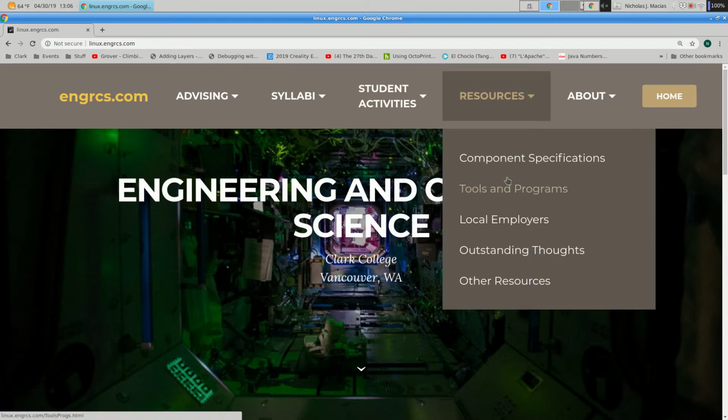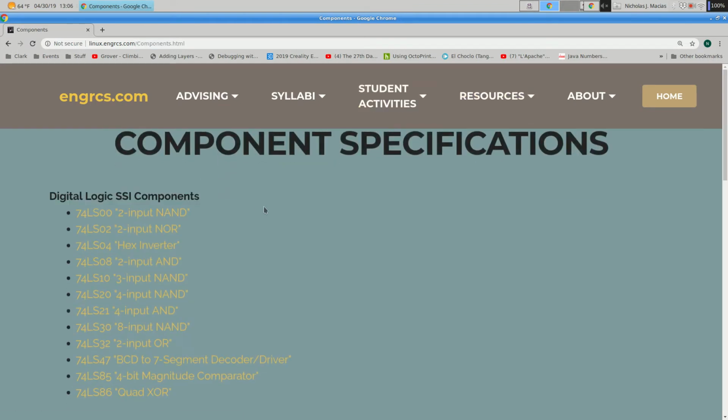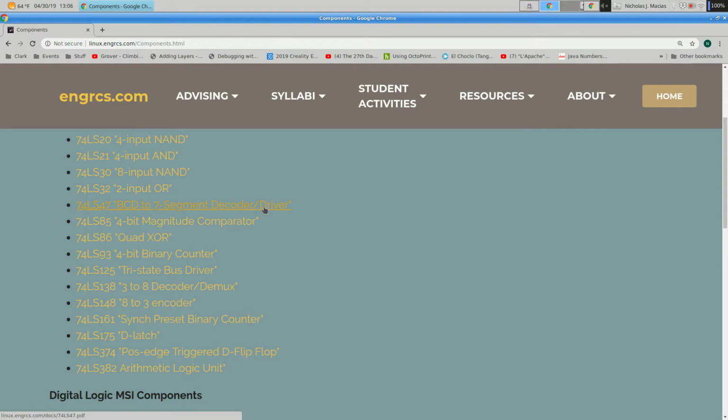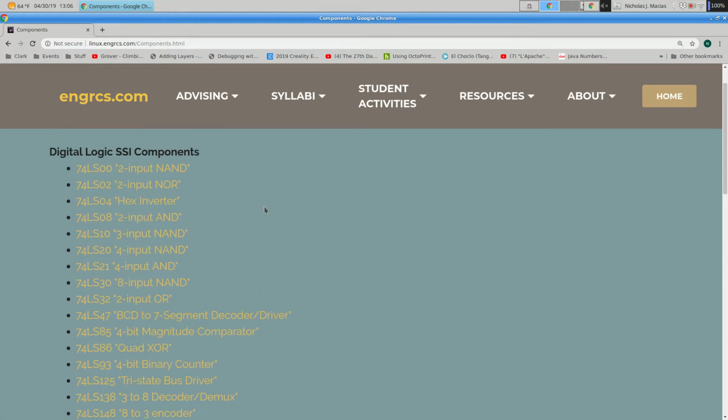Let's look at some data sheets. So we've got these data sheets available on the website. Cool.